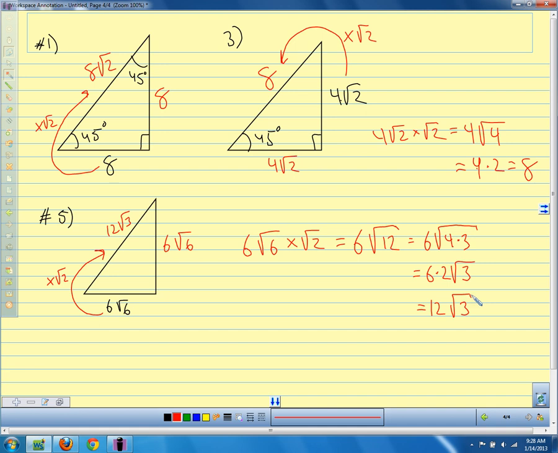Now if it asks you to give an approximate answer, you just, in your calculator, would multiply 12 times the square root of 3, and that would give you your approximate answer. But your exact answer, your answer in simple radical form, is going to be written like so. All right, questions?